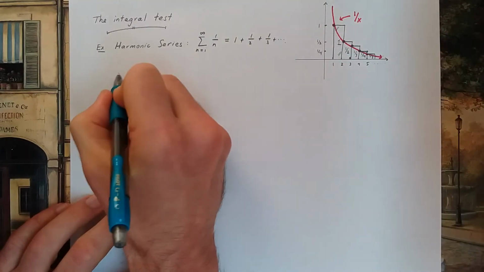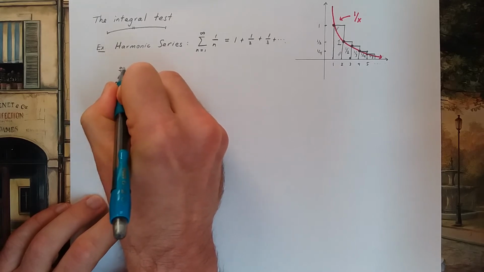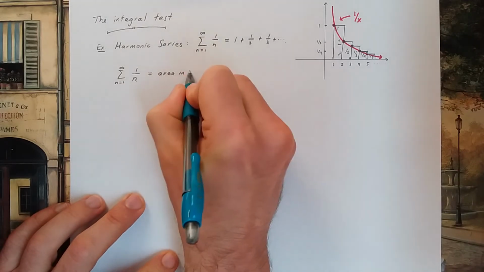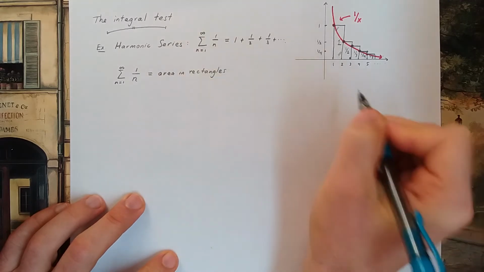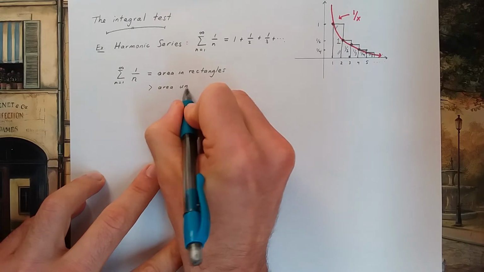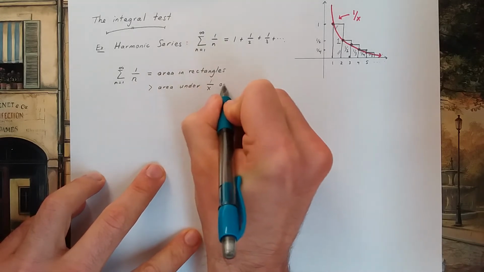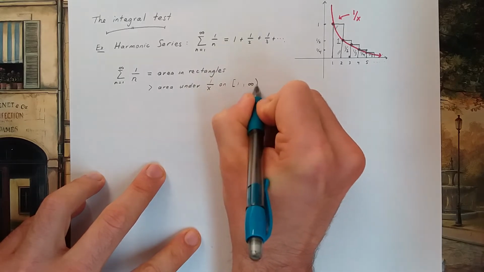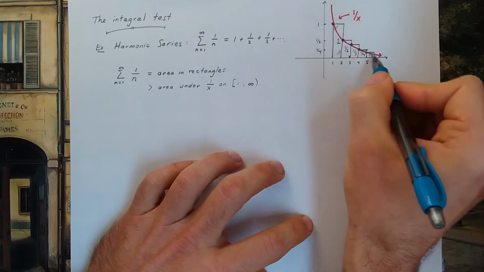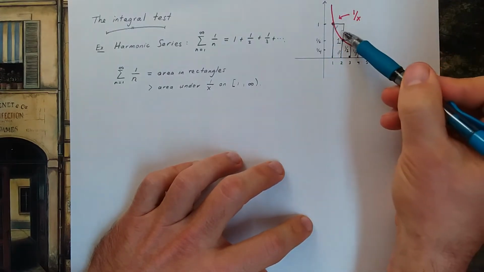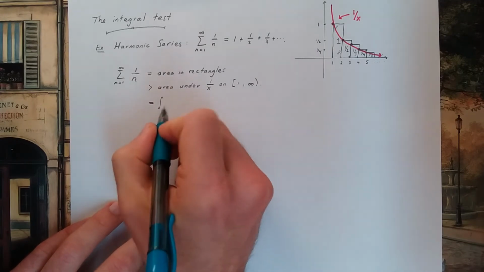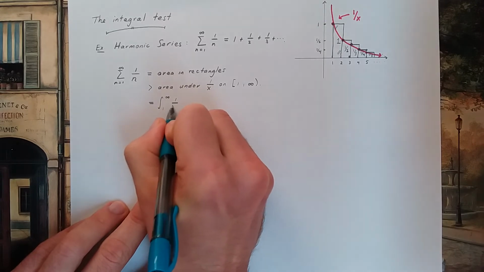So the key observation is to realize that my harmonic series, the sum going from 1 to infinity of 1 over n, that's the area in the rectangles. And the area in the rectangles is bigger than the area under the graph of 1 over x on the interval from 1 to infinity. All I'm saying is that the area under the curve, under the red curve, is smaller than the area in the boxes. You could even see there's area above the curve. So there's more area in the boxes. And this is the integral from 1 to infinity of 1 over x dx.